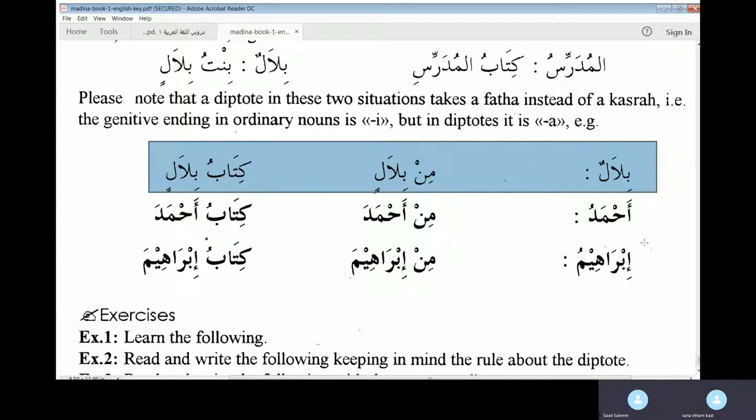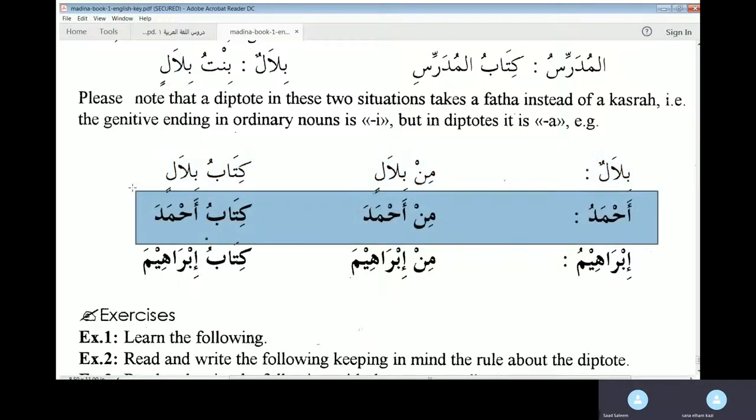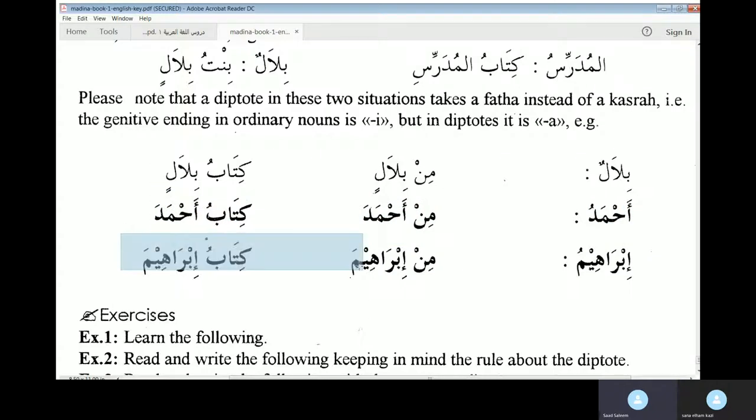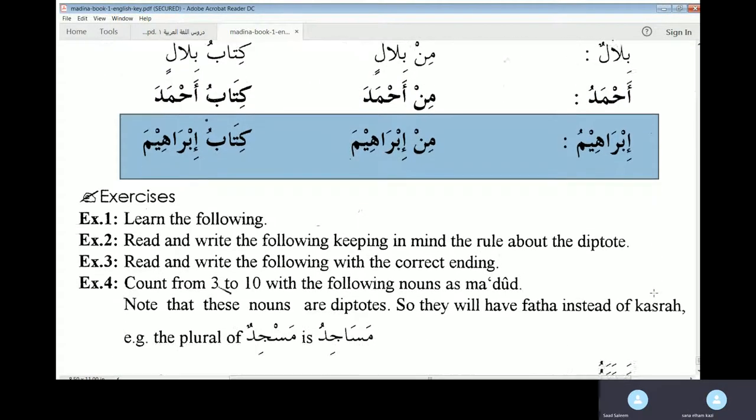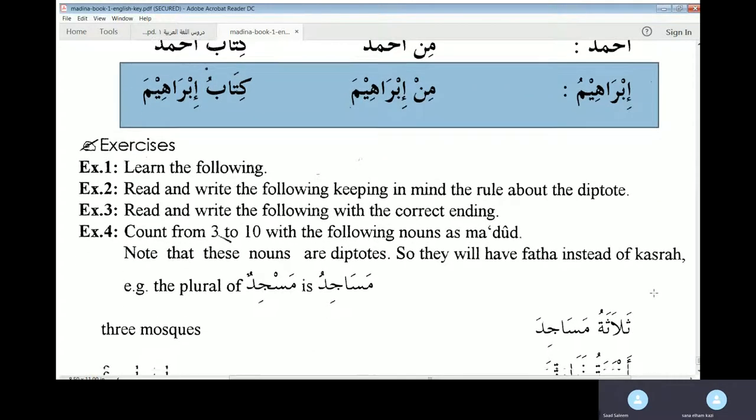Bilalun, min bilalin and kitabu bilalin. Now Ahmadu, min Ahmada. Only one fatha, because a diptote cannot have tanween. So this rule applies only for the mudaf and for nouns preceded by a preposition? Yes, only those conditions. Min Ahmada, and Kitabu Ahmada. Ibrahimu, min Ibrahima, and Kitabu Ibrahima.